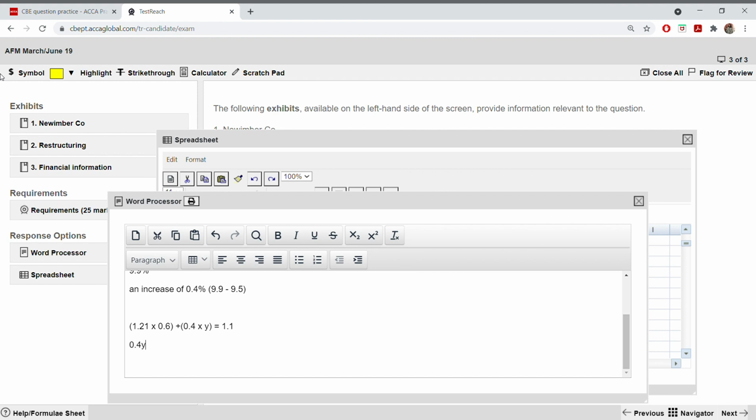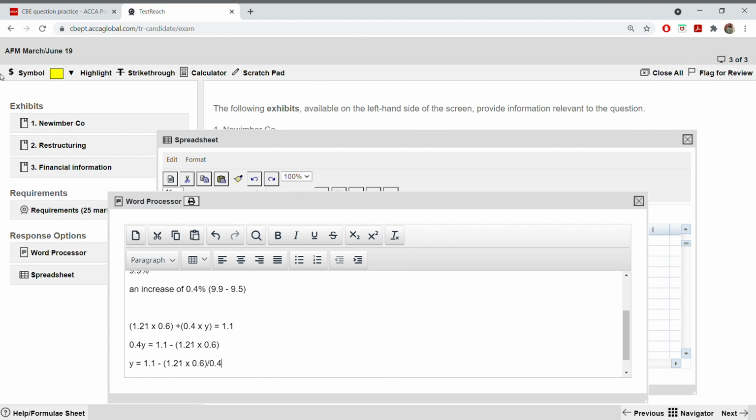0.4y. Bring y on one side, equal to 1.1 minus, take this to the other side, 1.21 into 0.6. So now you just want to find y. It will be equal to 1.1 minus, in bracket, 1.21 into 0.6, then divide the whole thing by 0.4. Now you will be able to understand what we are finding and why we are using 1.1 minus 1.21 into 0.6 divided by 0.4.